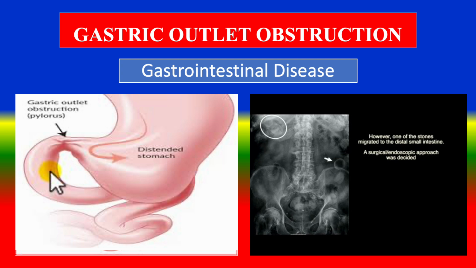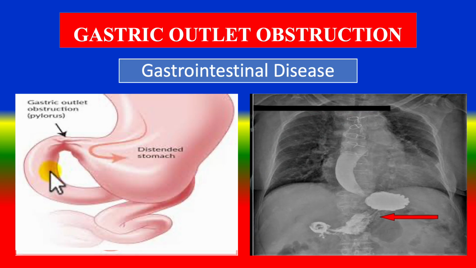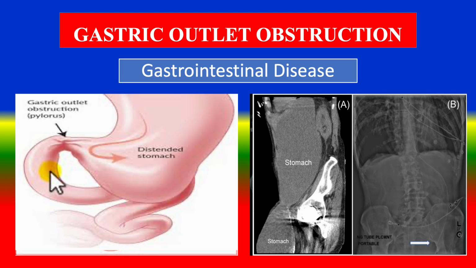Then abdominal X-ray, detailed stomach with air fluid levels. Look at these findings. Then barium meal study, detailed gastric emptying. Look at this finding. And CT scan, identify underlying mass, inflammation or malignancies. Look at this. Detail going on.